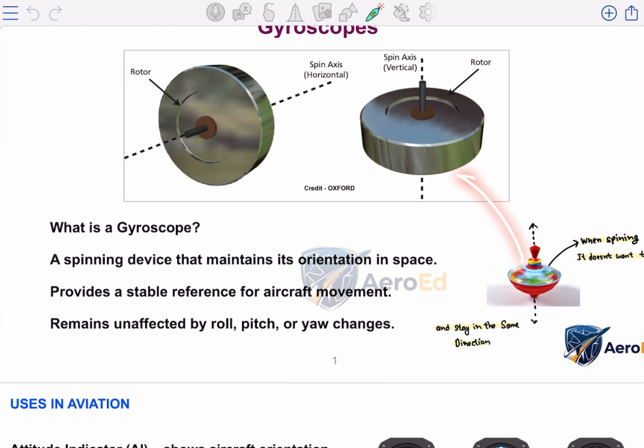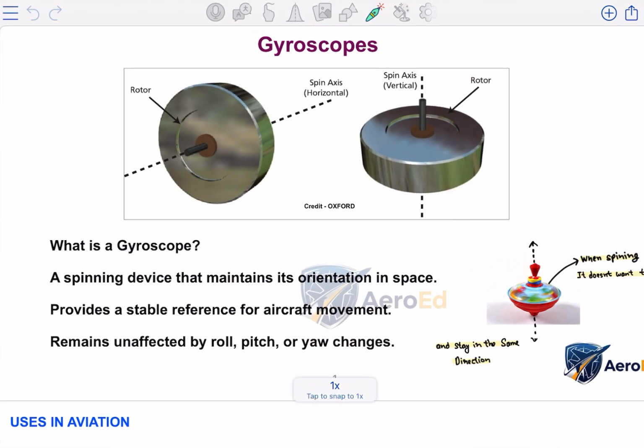That toy was spinning, and a gyroscope also spins. Like you can see, it is a spinning device. This is the rotor which spins, and as it spins, it maintains its orientation in space, just like the spinning toy. It maintains its orientation, but as it slows down, it falls. So I hope you understand what a gyroscope is now.